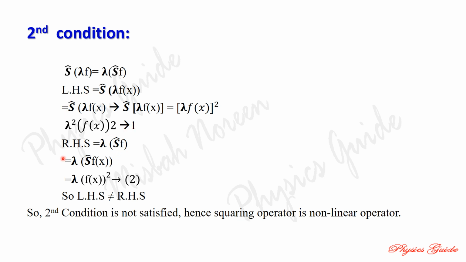So the right hand side is lambda into S of f, lambda into the S operator into f. So we take the square, f of x square, which is not equal to the left hand side. So both equation 1 and 2 are not equal to each other. So the left hand side is not equal to the right hand side. So the second condition is not satisfied. Hence the scaling operator is a non-linear operator.